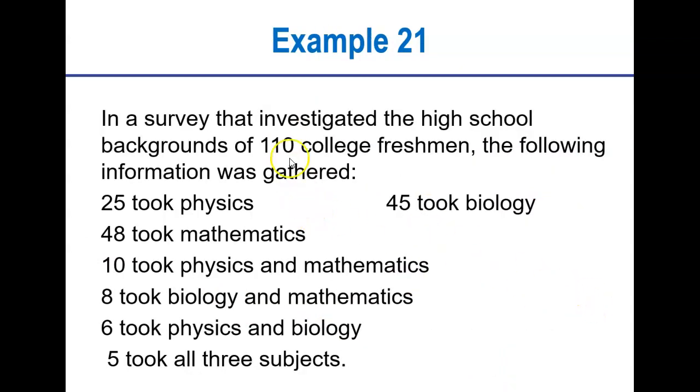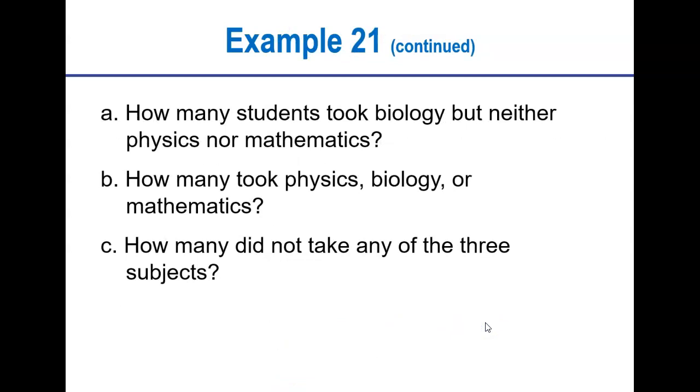Now, in a survey that investigated the high school backgrounds of 110 college freshmen, the following information was gathered. 25 took physics, 45 took biology, 48 took mathematics, 10 took physics and mathematics, 8 took biology and mathematics, 6 took physics and biology, and 5 took all 3 subjects. So, how many students took biology, but neither physics nor mathematics? How many took physics, biology, or mathematics? And how many did not take any of the 3 subjects?